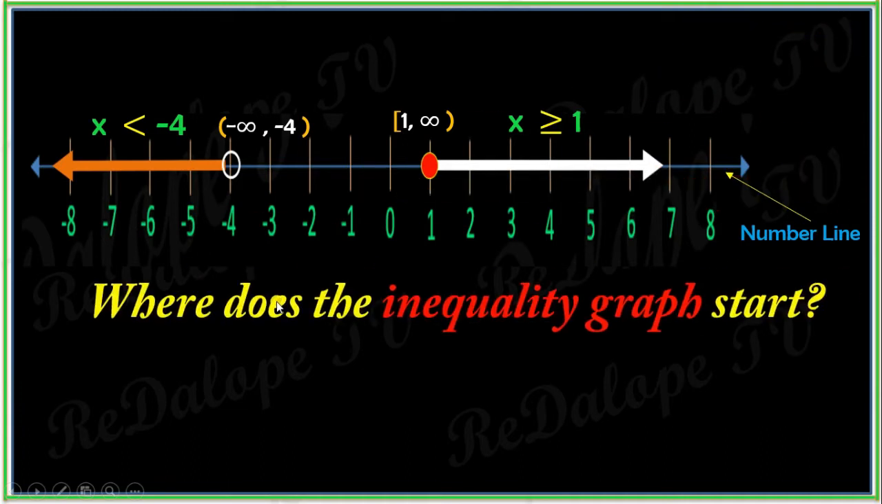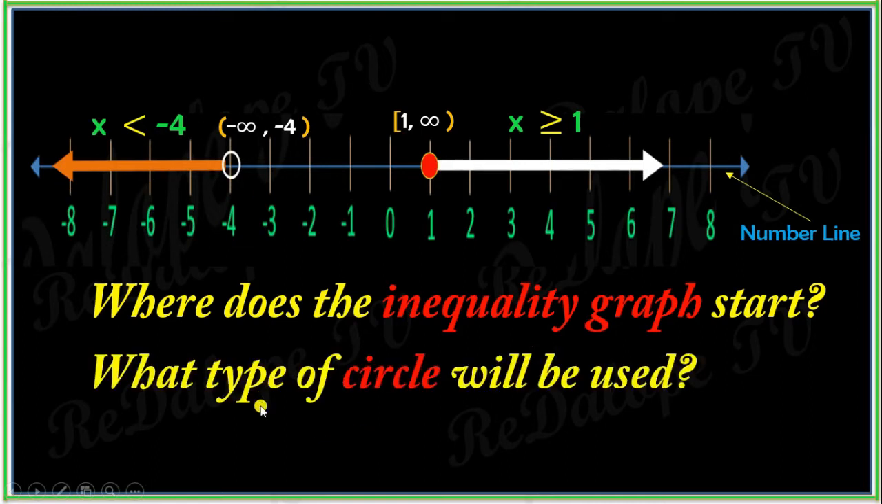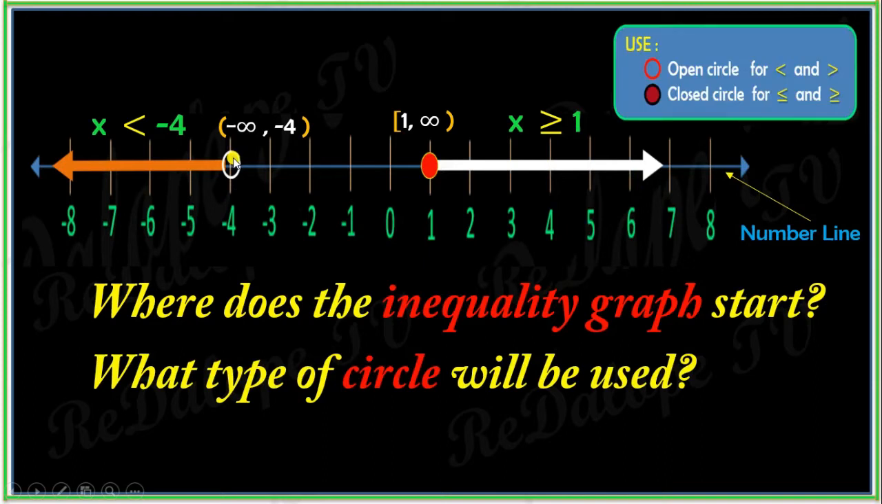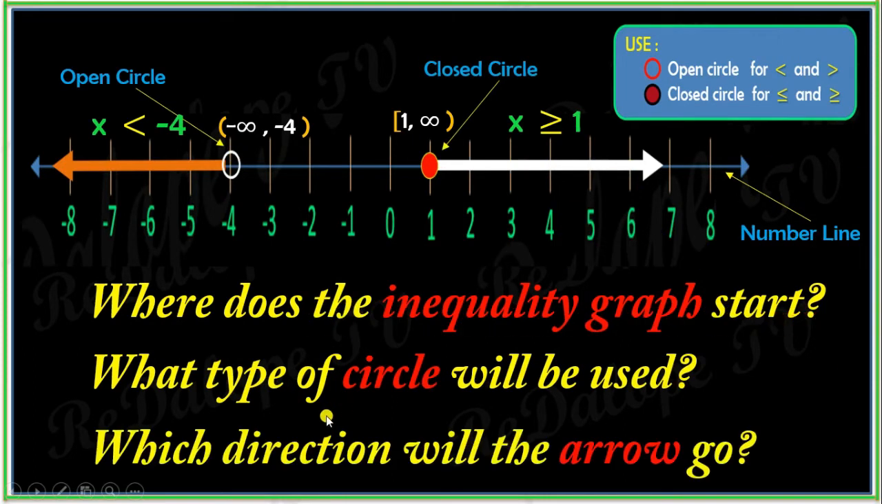The first question is, where does the inequality graph start? Meaning to say, we're going to place the open circle or the closed circle on the number line. Next, what type of circle are we going to use? Is it the open circle or the closed circle? And then the last question we have is, which direction will the arrow go? Is it going to the right or going to the left? Now, to illustrate how this works, let us have some examples.